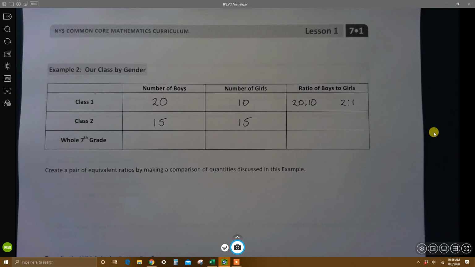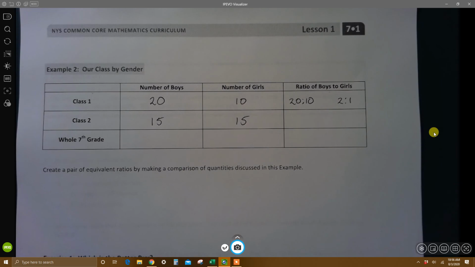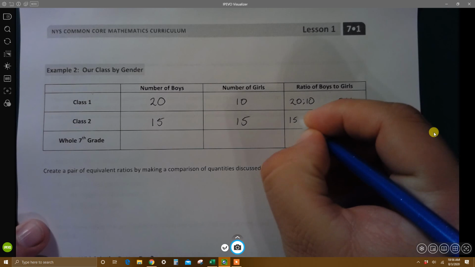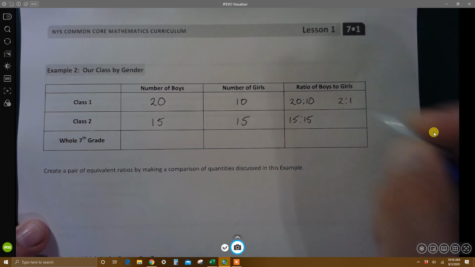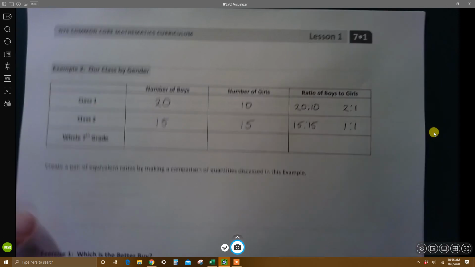Okay. Now, an equivalent ratio doesn't have to be less than the original value. It could be greater. Okay. Just remember that whatever you choose has got to be able to reduce to 2 to 1. Okay. All right. So class number 2, we had 15 boys to 15 girls. So again, the ratio is 15 to 15. That reduces to simply a 1 to 1 ratio.